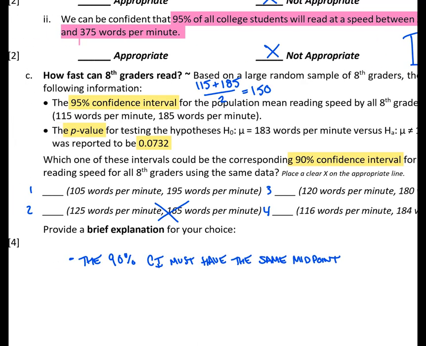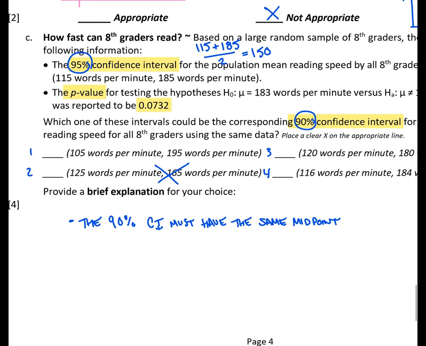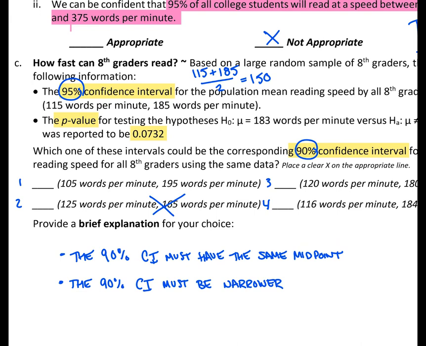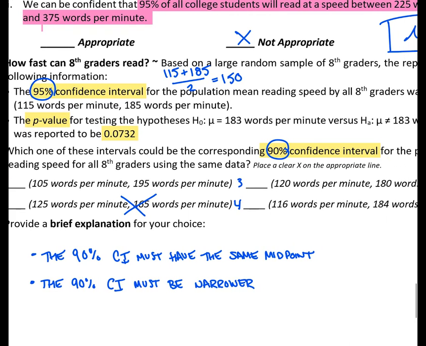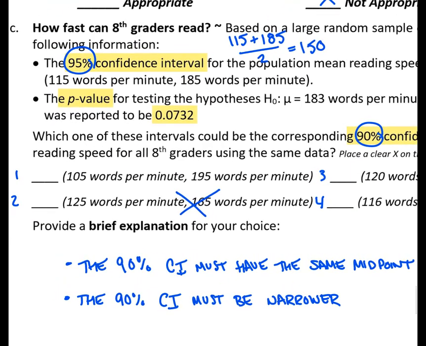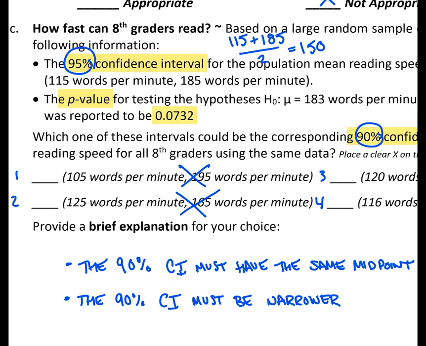The other thing we know to be true is that in changing our confidence level from 95 to 90, the new interval must be narrower. Here we are using a smaller multiplier, so we're going to get a smaller, narrower interval. So in examining the intervals, intervals 3 and 4 do get narrower. We move our lower bound from 115 to values of 120 and 116, so that's narrower, and we move our upper bound 185 inward to 180 and 184. But if we examine interval 1, our lower bound gets further away from our midpoint, and our upper bound also gets further away from our midpoint, so we have a wider interval there.